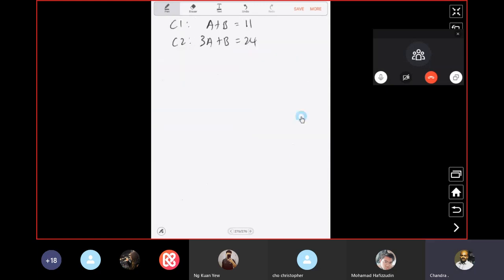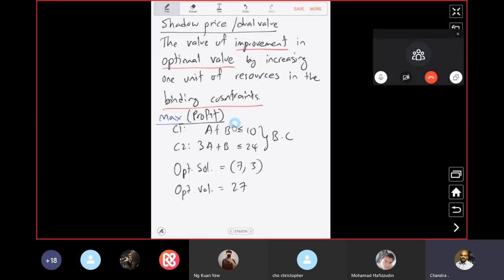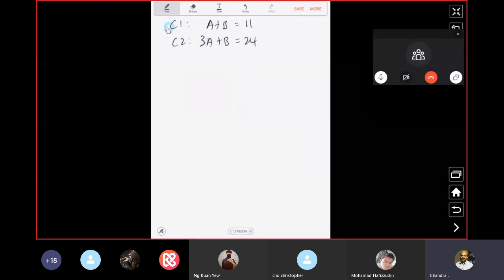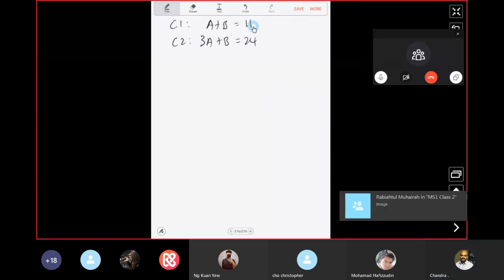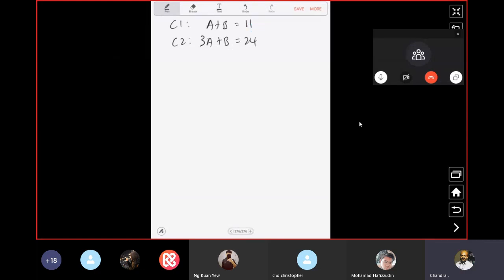I'm only increasing 1 unit in C1. C2, I write the remaining thing, whatever is written there. Okay, no changes in C2. C1, I increase by 1 unit. Okay. If I increase 1 unit in C1, how will the optimal value be? So let us try to solve this.